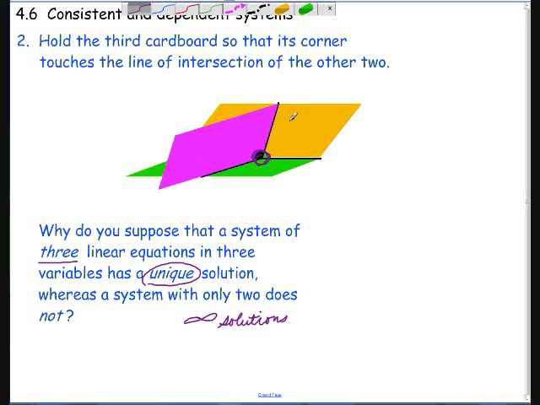Now we have a third plane, and it does share an infinite number of solutions with each of the other two cards, but not with the other two cards and itself, not all three of them. The only point that all three of them share is right here, where those three lines of intersection come together.